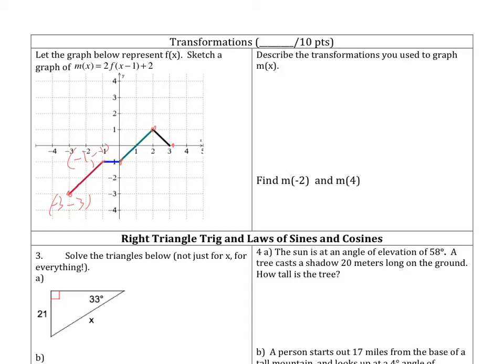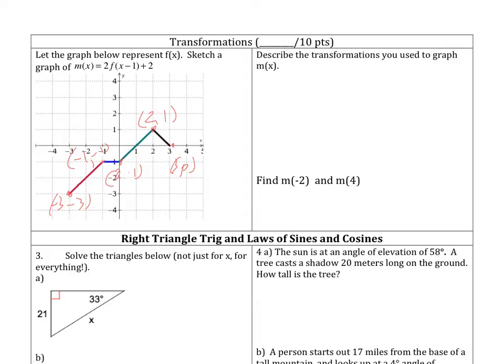We've got (0, -1). We've got (2, 1). And we've got (3, 0). Okay. I'm going to start with 2 times f of x minus 1 plus 2 is equal to my new function.